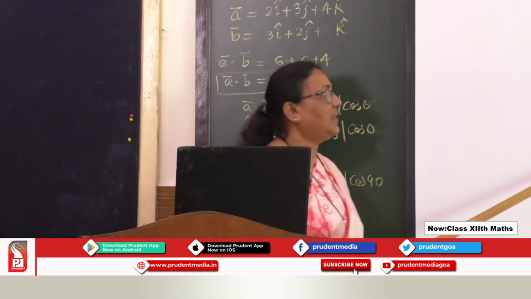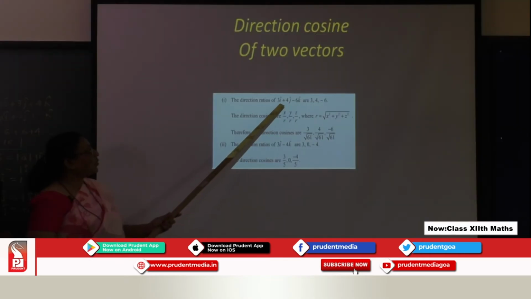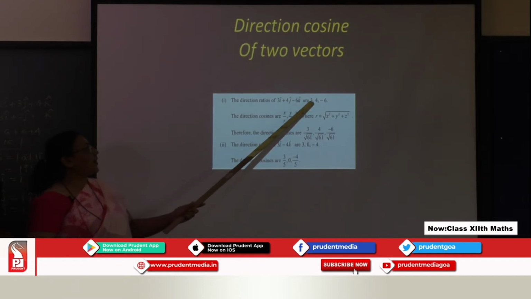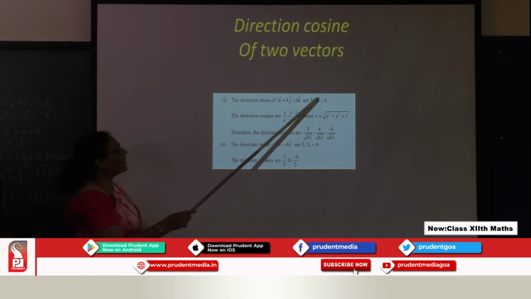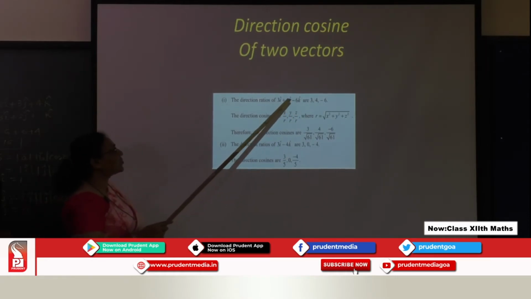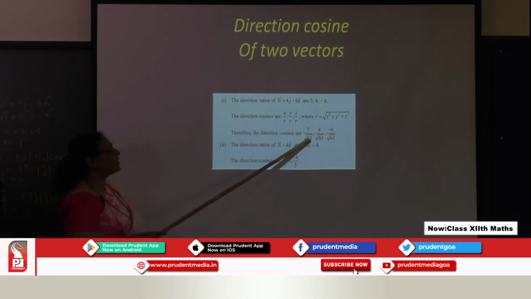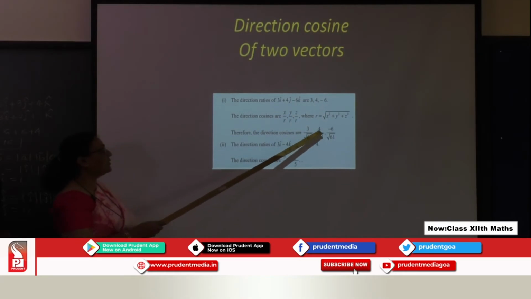Now see, this is a vector given in the form 3i, 4j and minus 6k. The coefficient of i, that is 3, the coefficient of j, that is 4, and minus 6, these are called direction ratios. And when you take the magnitude of this vector, that is 3 square, 4 square and 6 square, you will get root of 61. When you divide these direction ratios by the magnitude, then it is called direction cosine.